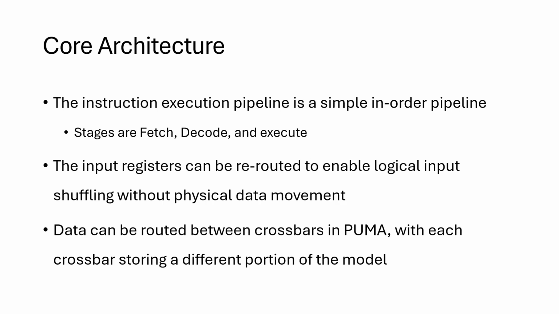As a spatial architecture, Puma is organized into three tiers: cores, tiles, and nodes. The instruction execution pipeline is a simple in-order pipeline. The stages are fetch, decode, and execute. This pipeline is designed specifically to save area. The input registers can be rerouted to enable logical input shuffling without physical data movement. For larger models, due to their size, they may scale to multiple nodes, and data can be routed between crossbars in Puma, with each crossbar storing a different portion of the model.